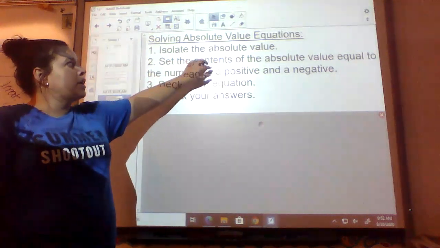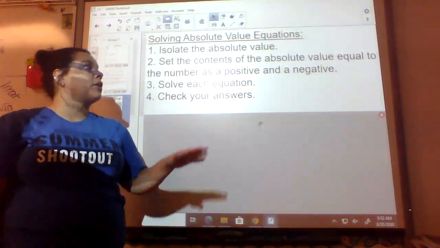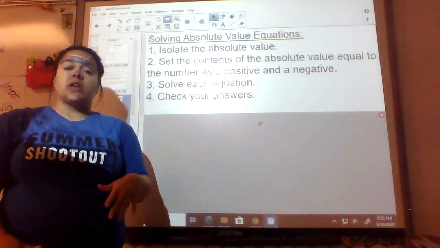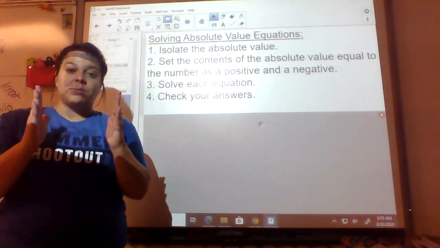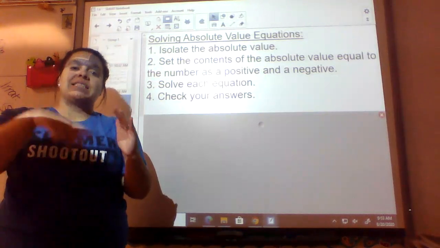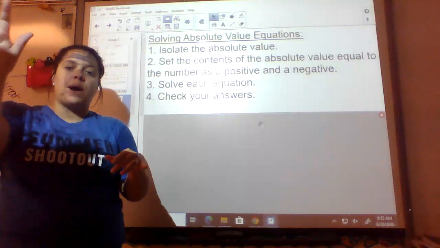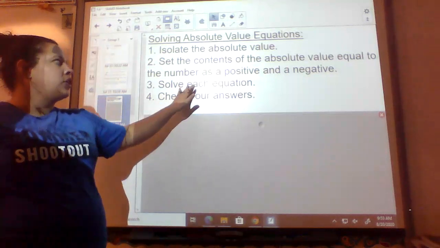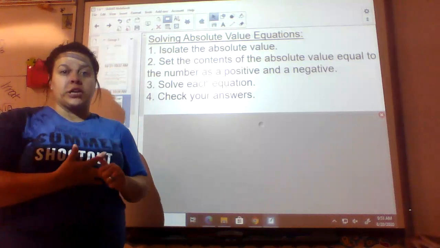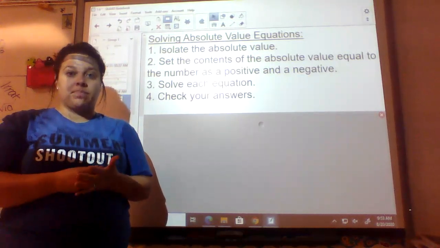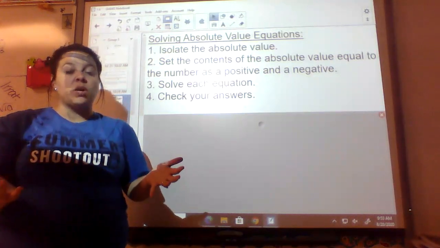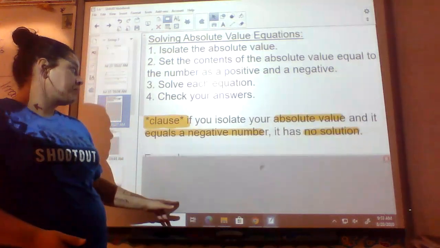After you isolate it, you're going to set the contents of the absolute value equal to the number as a positive and a negative. The contents means whatever's inside of the absolute value symbols, like 2x or 3x minus 7. You're going to set that equal to whatever it's equal to, positive and negative. Then you're going to solve each equation, so you're going to have 2 equations to solve. And then you're going to check your answers, okay? Always check them. Sometimes both of them make it true. Sometimes one of them makes it true.